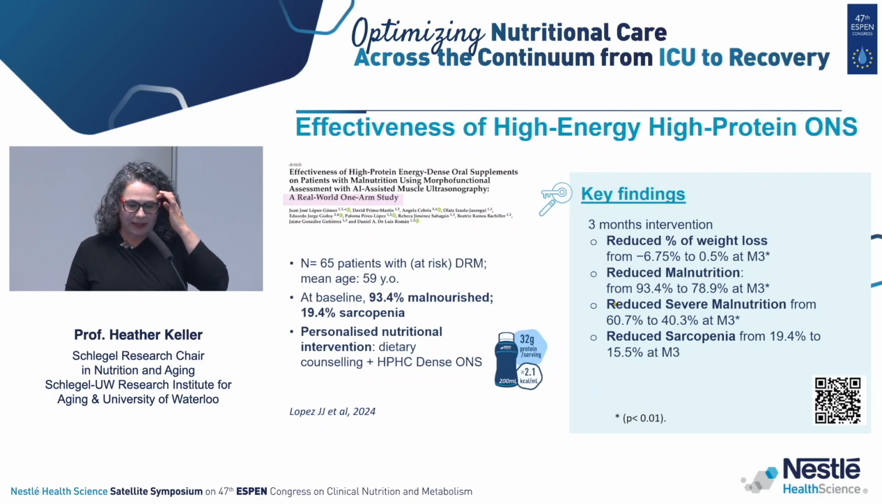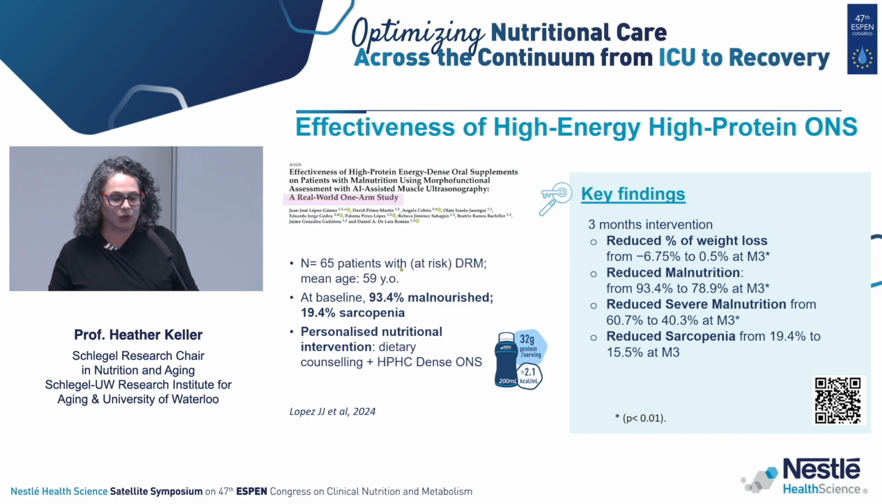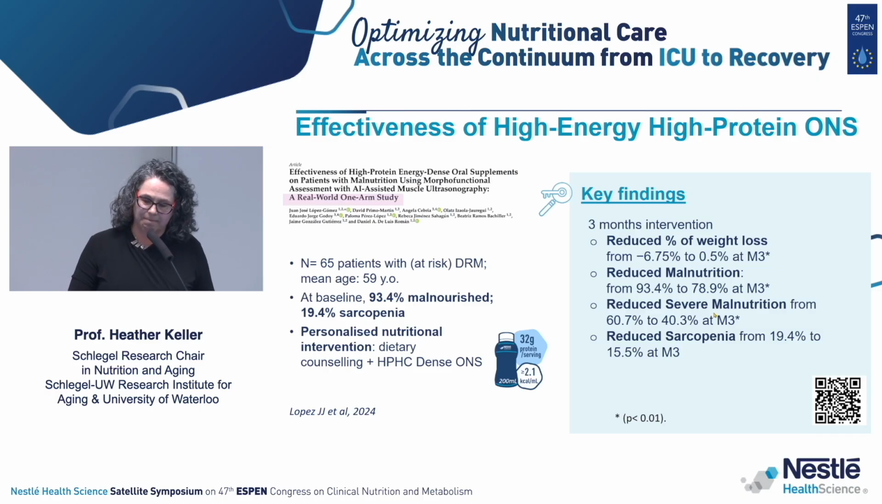Now let's look specifically at high-protein and high-energy ONS. This was a small real-world one-arm study that looked at changes with these individuals. These were 65 patients who are at risk of disease-related malnutrition. Mean age is almost 60. At baseline, almost all were malnourished, and 19% had sarcopenia. When they received personalized nutrition intervention, which was a dietary consult with a dietitian as well as a high-energy, high-protein product, you can see the improvements in weight loss, malnutrition, severe malnutrition, and sarcopenia.